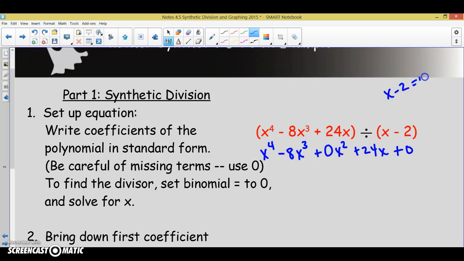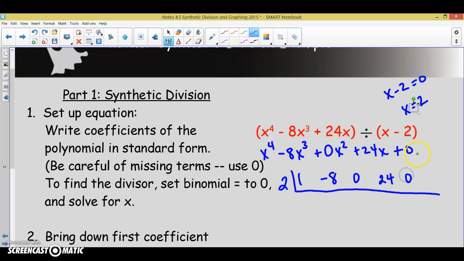Now to find out what I'm going to divide by, I take the x minus 2 and set it equal to 0. To solve, I would add 2 to both sides. So now my divisor is going to be a 2. I'll put the 2 out front because that's what we're dividing by, and then I'll list my coefficients. So it's 1, -8, 0, 24, and 0.